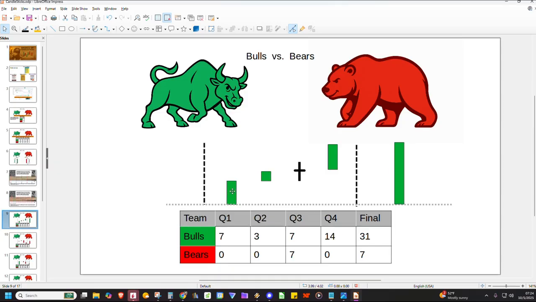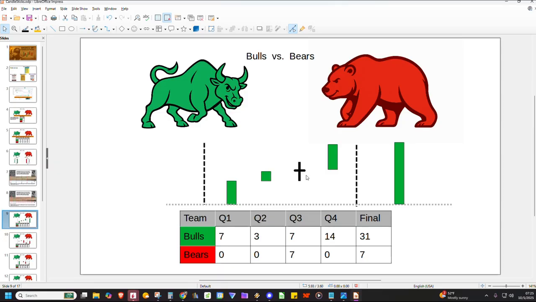You can see in the first quarter we had the kickoff, the Bulls go down, they score a touchdown, and the Bears get shut out in the first quarter. So it's 7-0, which means the Bulls came out and scored, and we closed that candle. Bulls are up 7-0. Second quarter, the Bears are fighting hard, so the Bulls only get a field goal, but we still have 3-0, so we have a smaller body candle here.